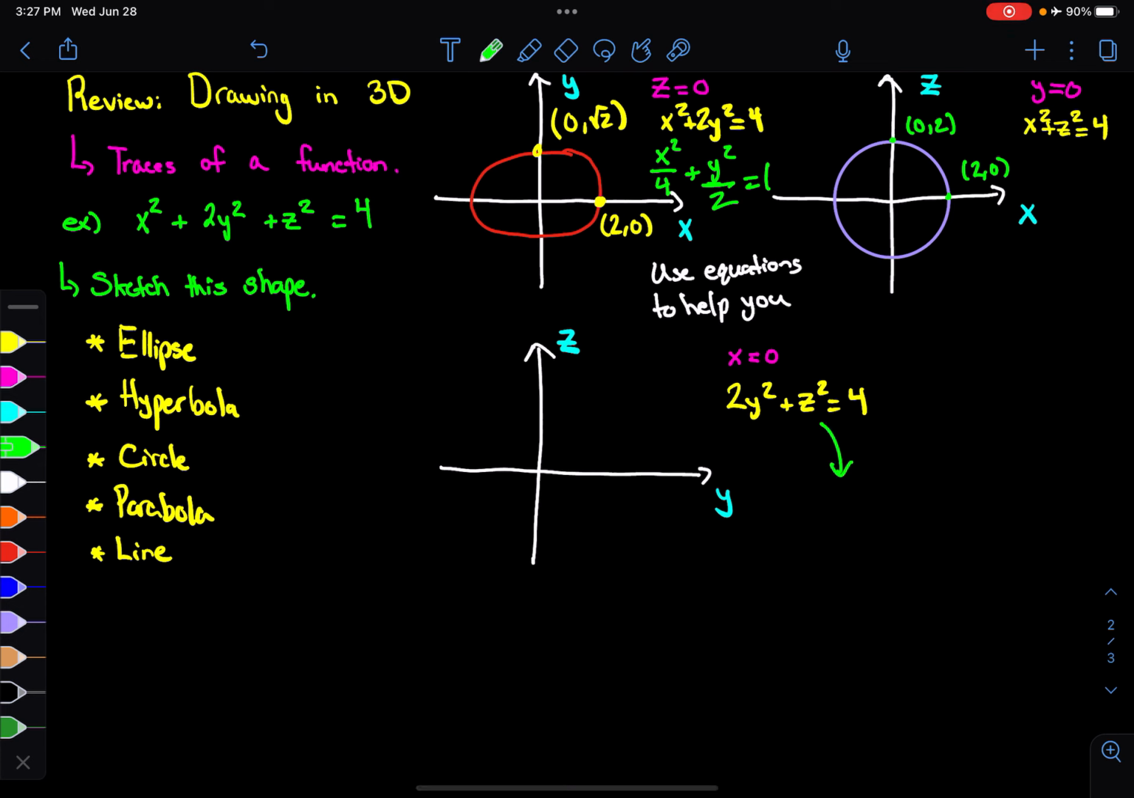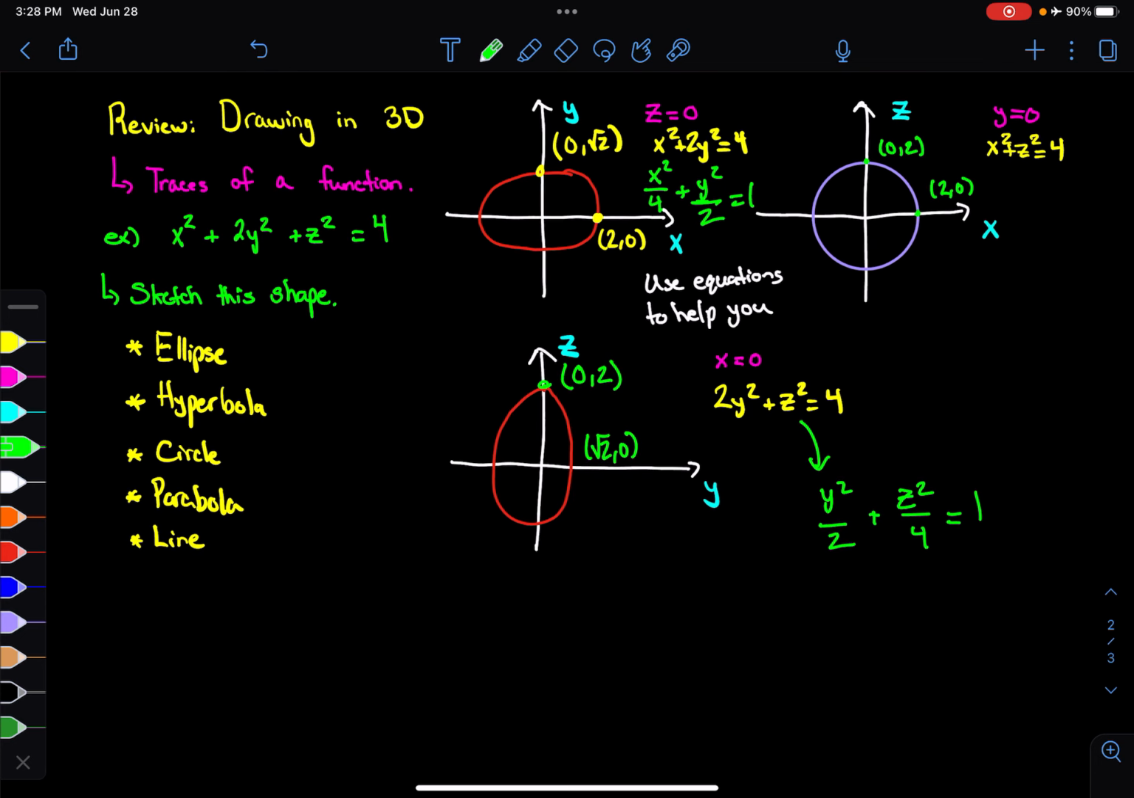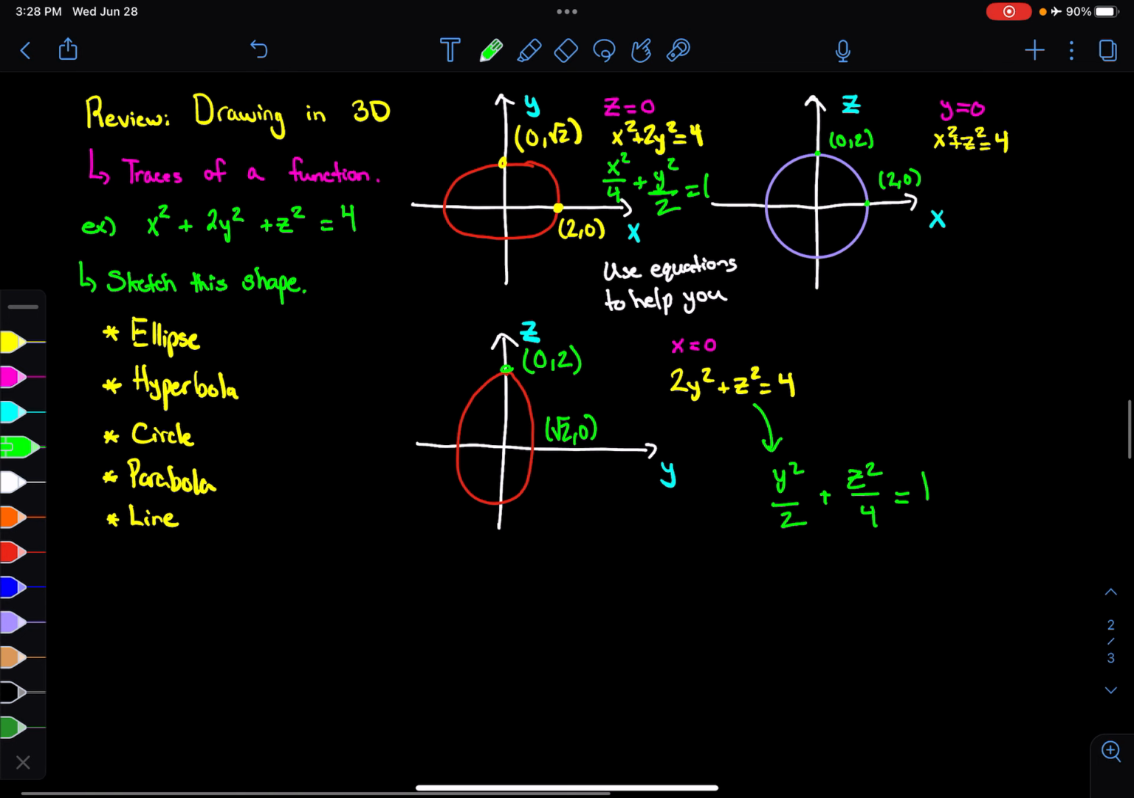And so for this one here, this would become y squared over 2 plus z squared over 4 is equal to 1. And this, again, is going to be very similar, where z stretches in the direction of 2 now, and the y direction still in square root of 2. So this is going to be the point (square root 2, 0), and this is the point (0, 2). And we're going to use these to make an educated guess about what our shape looks like, right?